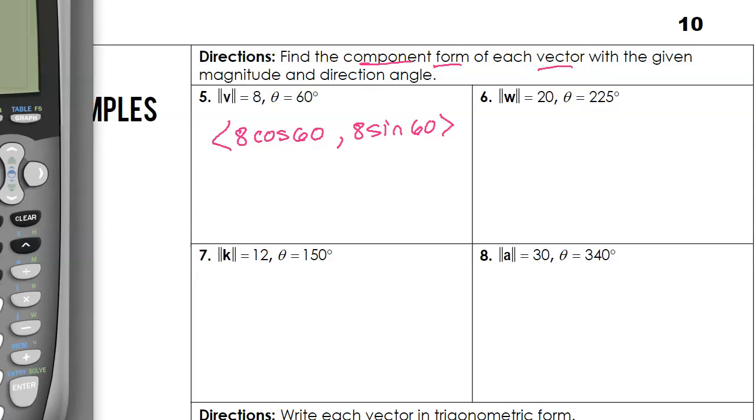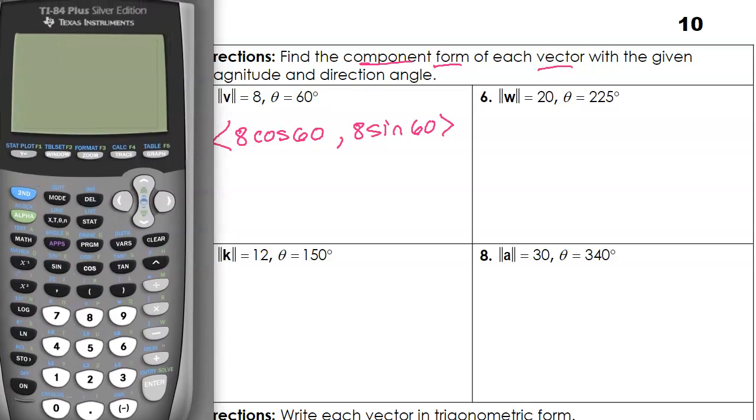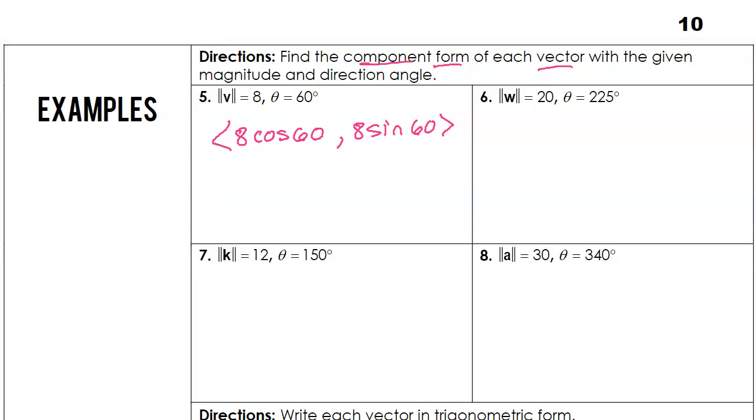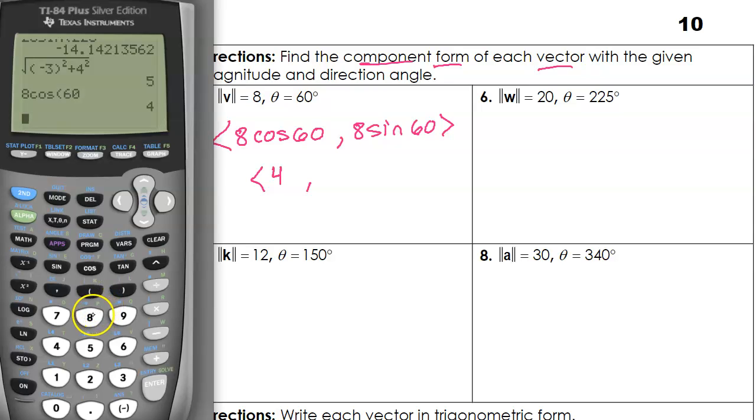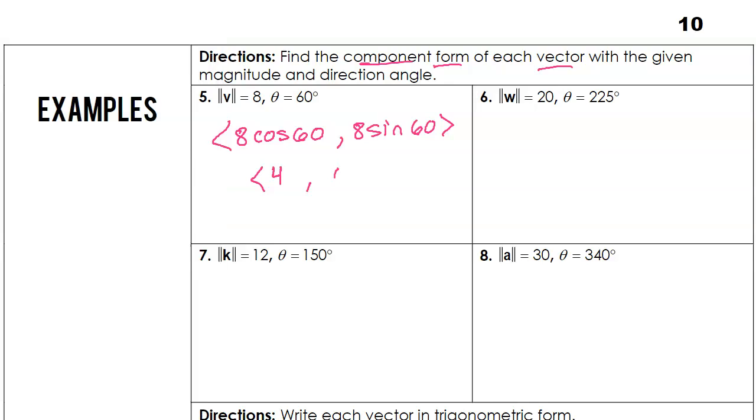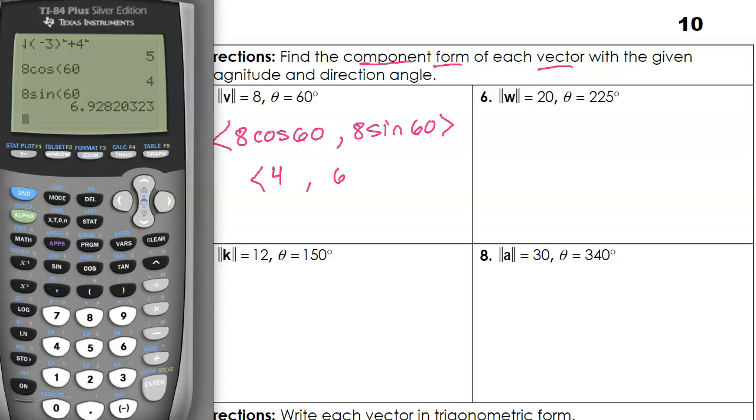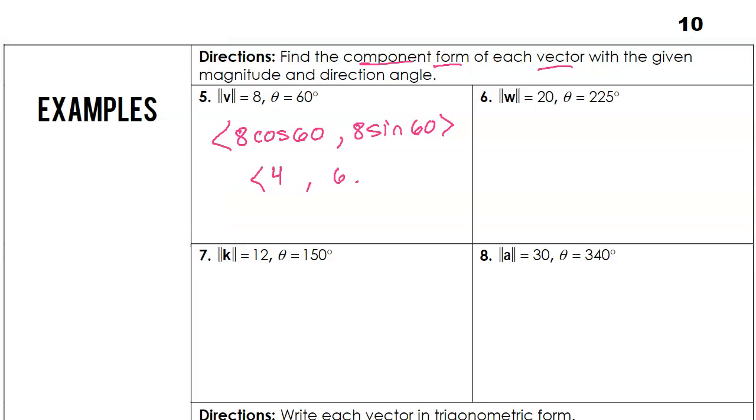And then you just pull out your calculator and you do 8 times cosine of 60, making sure your calculator is in degree mode, which mine is already in degree mode. So this is 4, comma, do the same thing for the y, 8 times sine of 60. Enter. And you get 6.93. And you're done.